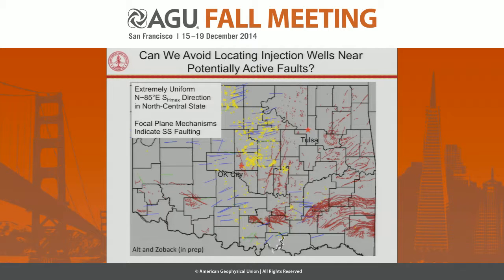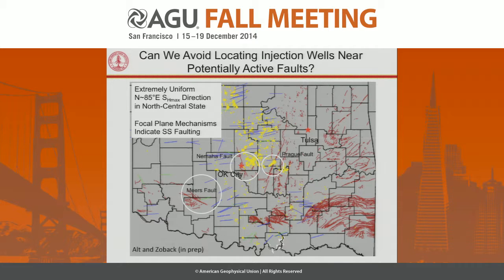What we see through most of the state is an extraordinarily uniform, roughly north 85 east direction of maximum horizontal compression. And Austin and Bob Herrmann and others have shown that almost all the focal mechanisms are pure strike-slip faulting. And so it's a relatively simple tectonic setting to evaluate which faults are likely to be active.